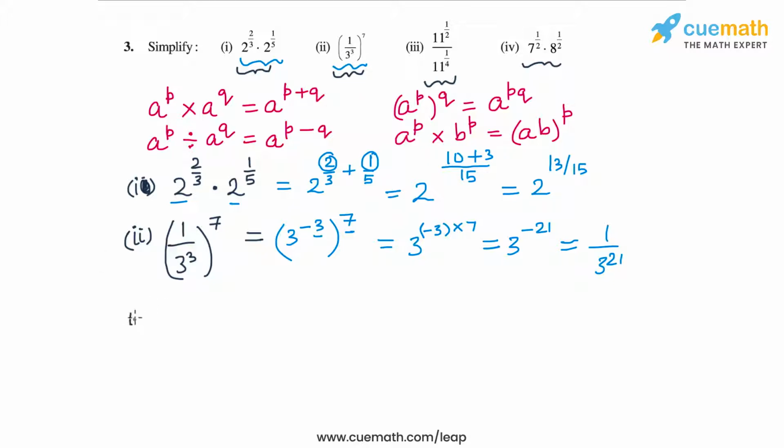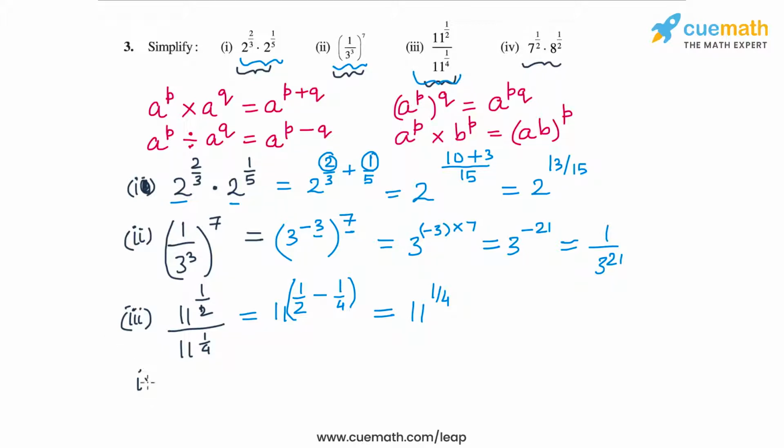Now let's go to the third part. In the third part, the expression is 11 to the power half by 11 to the power 1 by 4. So because the exponential terms with the same base are getting divided, the exponents will subtract in this case, and I will get 11 to the power half minus 1 by 4. Now half minus 1 by 4 is 1 by 4. So the value of this is 11 to the power 1 by 4. So this is the value of the third expression.